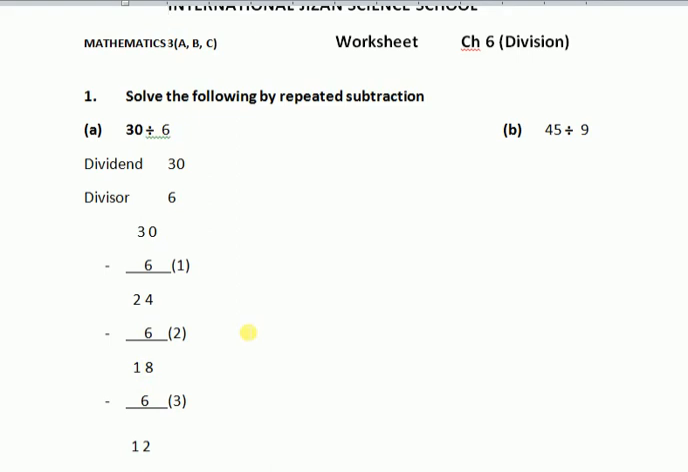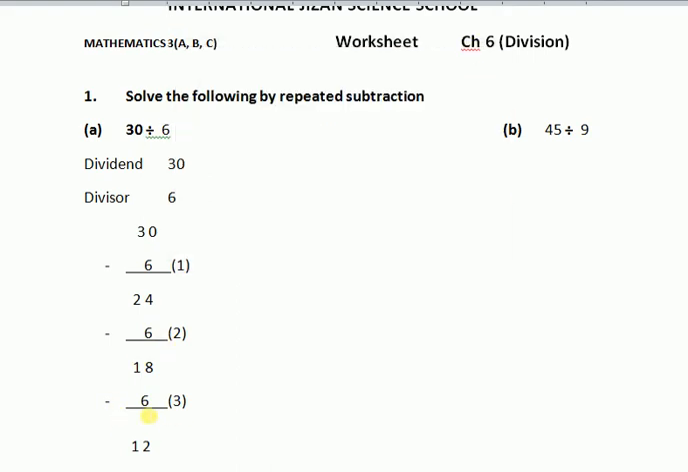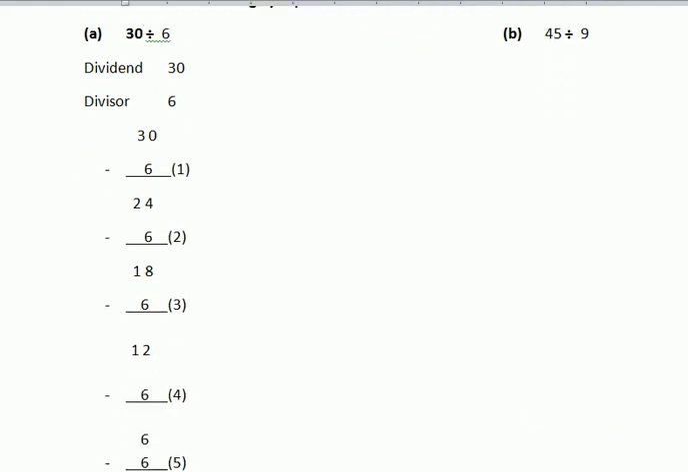Second time you did this subtraction, again you have to do it. How many times are you doing it? You are doing this third time. 18 minus 6, that is 8 minus 6, that is 2, and this 1 will go down, so 12.